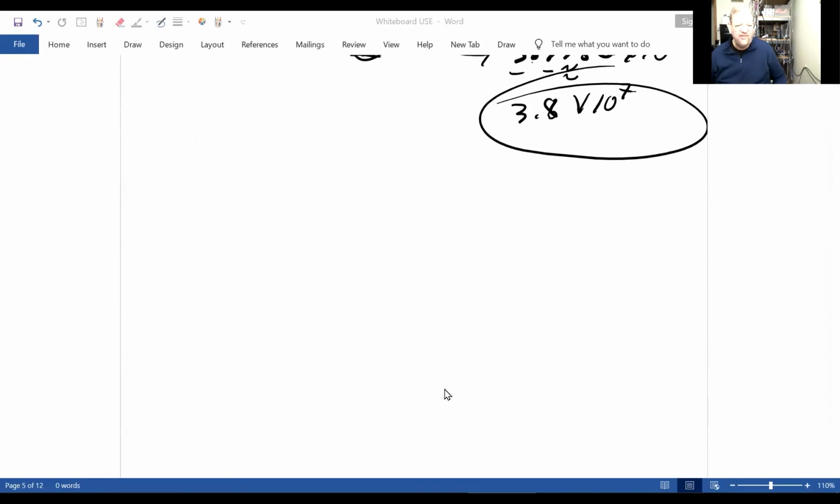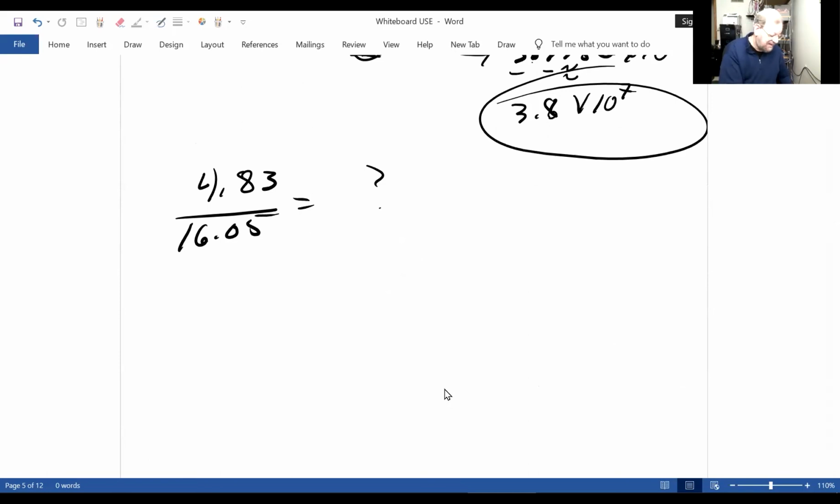Now, if you do division, and the question would be, what would that be? Let's go to my calculator, my spreadsheet, courtesy of Bill Gates and Microsoft.